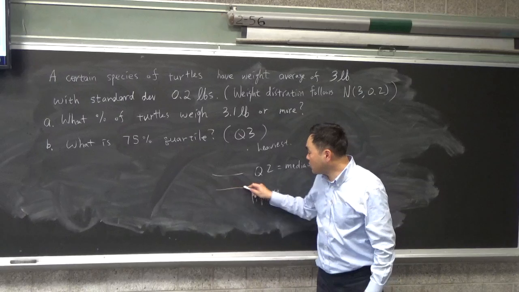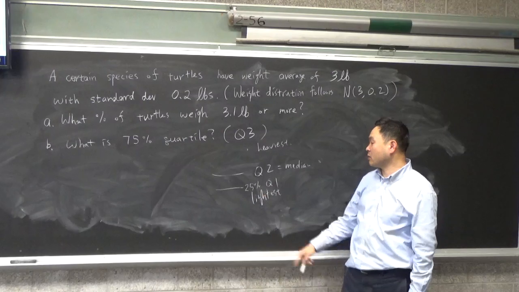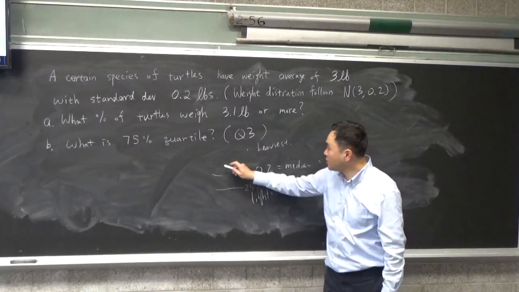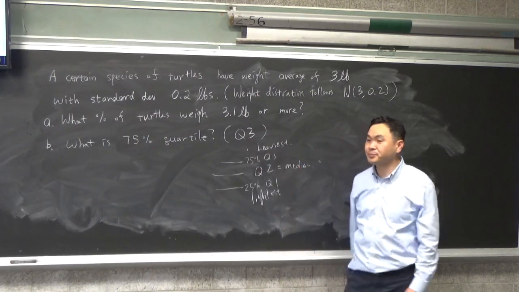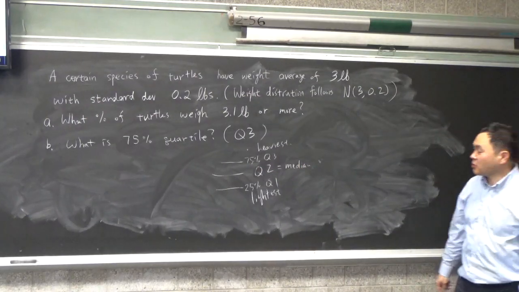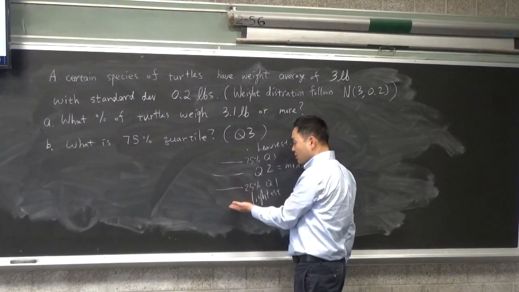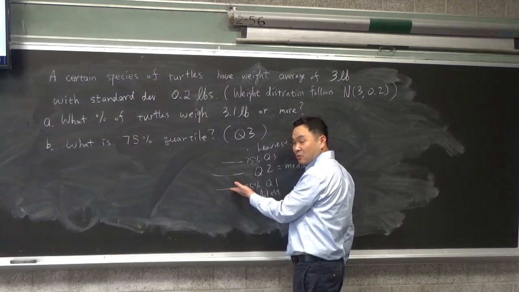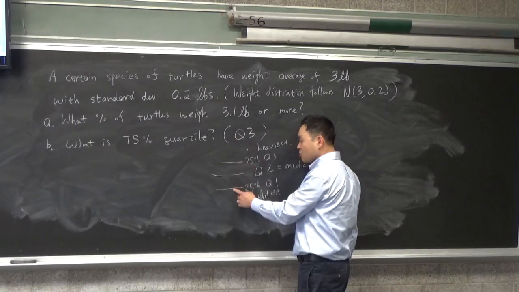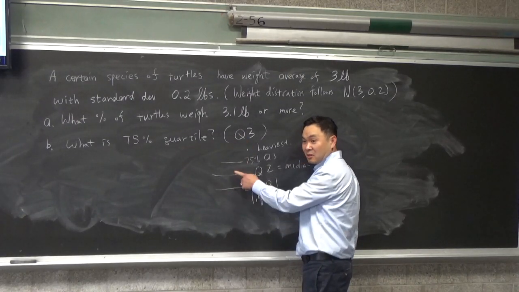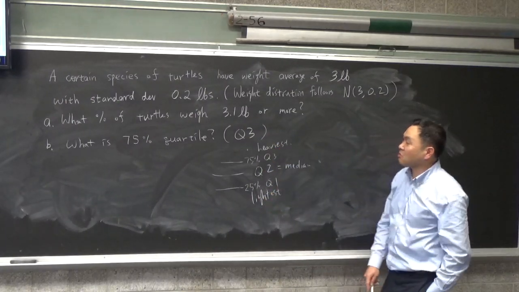Lower 25% is called Q1. Upper 75% is called Q3. Okay? So if you arranged the turtles from the lightest to the heaviest, the one that comes at the 25th percent of the population, so out of say 100 turtles, this will be the 25th turtle from the lightest. That's what Q1 is. Here we're being asked Q3. What's the 75% quartile?